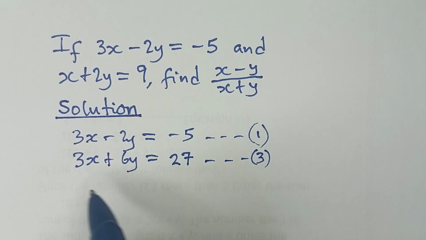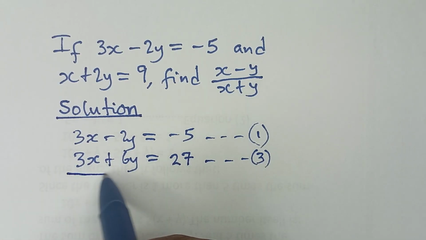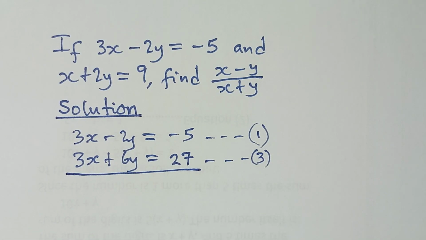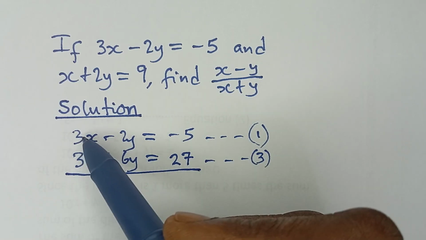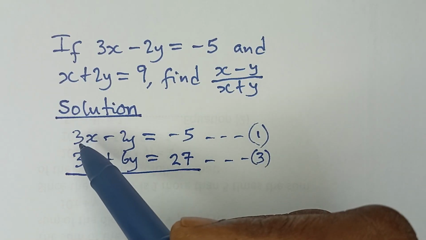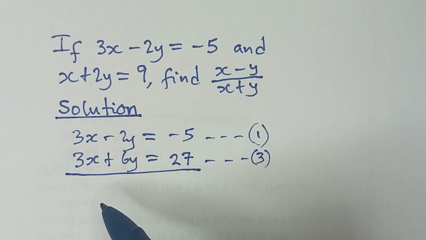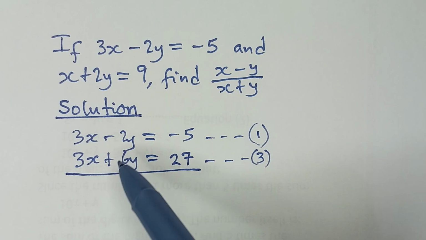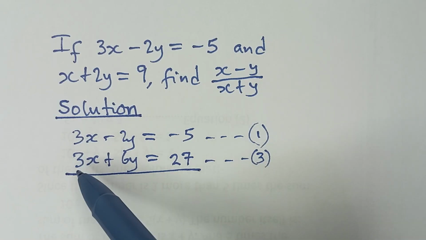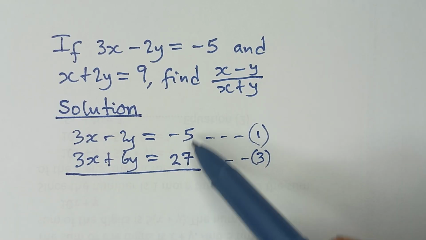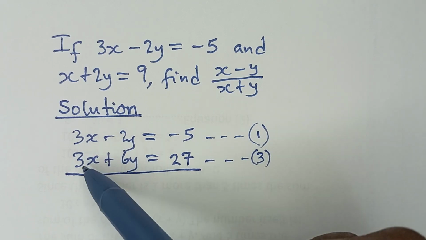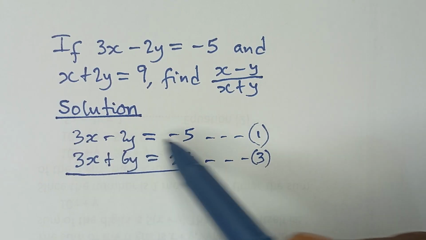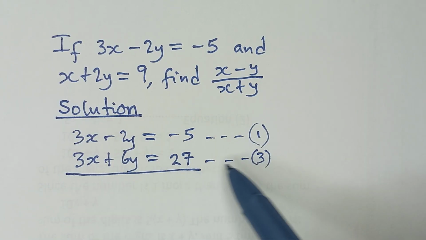Now, for me to solve it using the elimination method, I'm going to carry out subtraction so that x can be eliminated. So I'm going to say 3x minus 3x, and that will be 0 so that x can be eliminated. That is why it is called the elimination method. Now, I don't want to use equation 1 minus 3 so that I'll avoid negative signs because of this part and this part. So instead of saying this minus this, I'm going to use this lower one minus the upper one. So I'm subtracting equation 1 from equation 3.